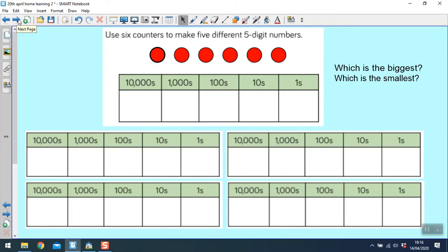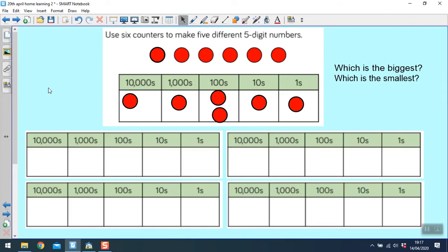Okay, use 6 counters to make 5 different 5-digit numbers. I'm going to start you off by doing one possible option. So I've got 6 counters here. I need to make 5 different 5-digit numbers, and I've got 5 digits here. And this is my second attempt, this is my third attempt, this is my fourth attempt, and this is my 5th attempt. So what I could do is have my 6 counters all in the same box. What I could do is have 2 over here, 1 over there, 1 over there, 1 over there.